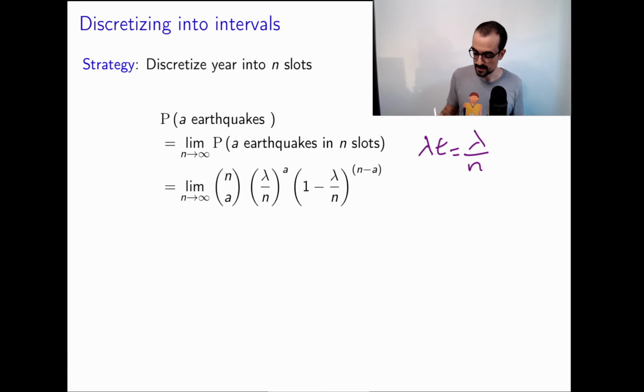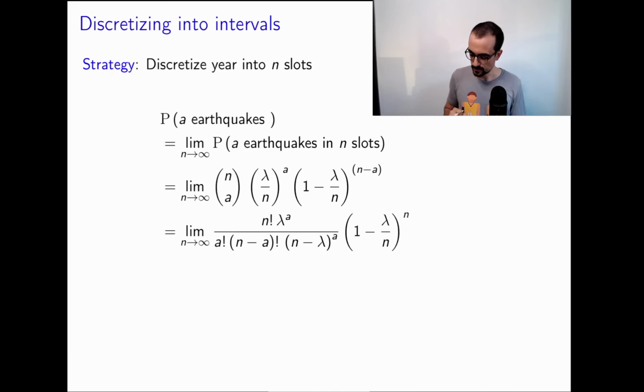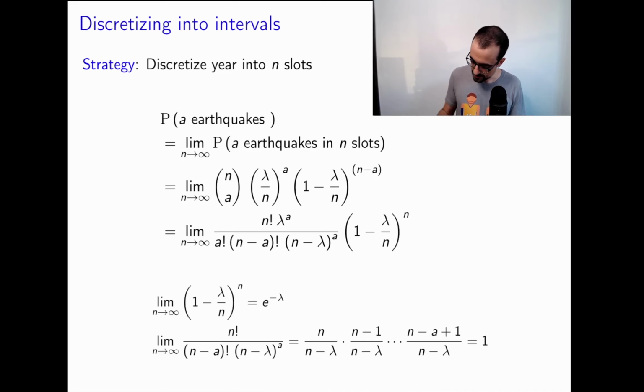So this is a binomial distribution. Now, in order to obtain the probability that we are interested in, we just need to take the limit where n goes to infinity. These slots become arbitrarily narrow. We just expand the binomial coefficient, and we get this. You have to do a little bit of math, but basically, we're going to use the following results. This part, by the definition of Euler's constant, is e to the minus lambda.